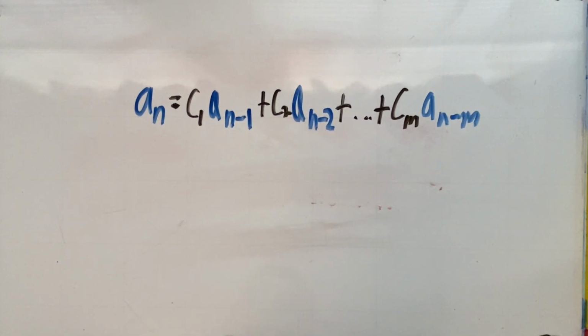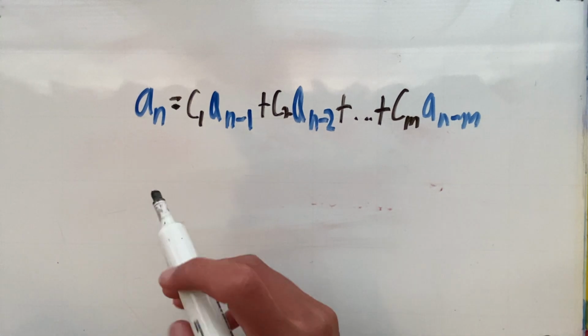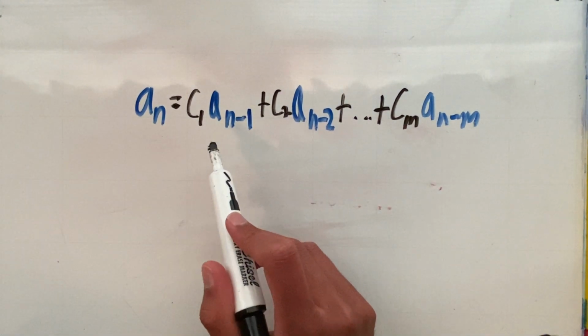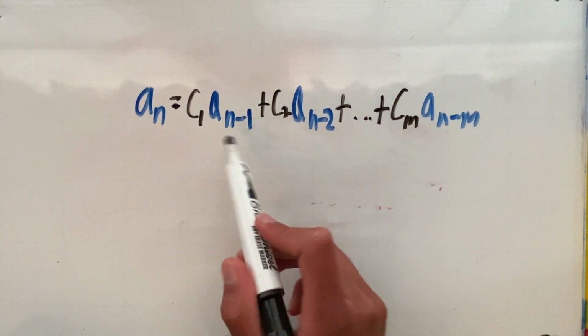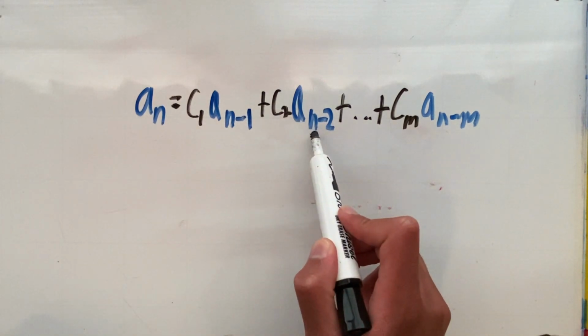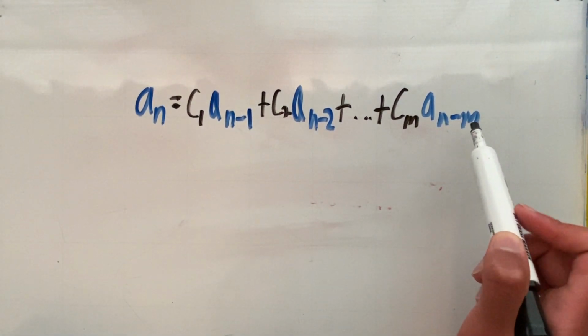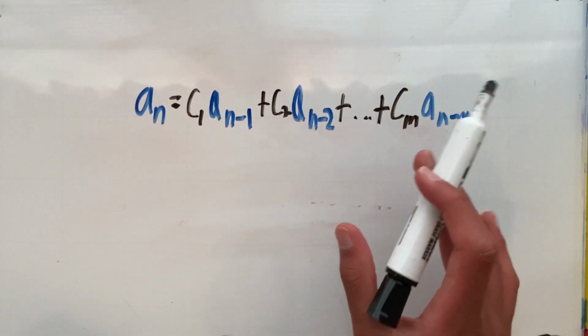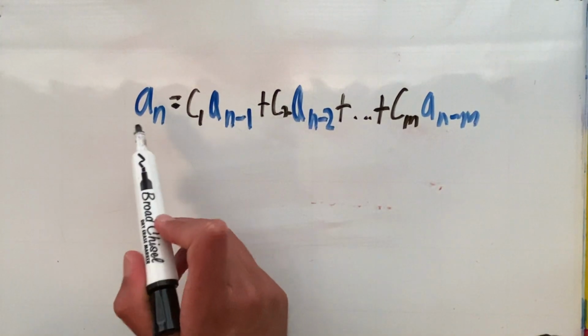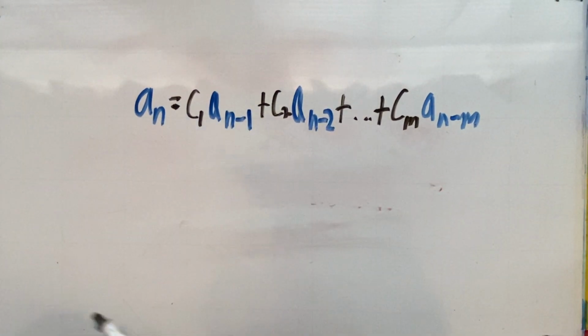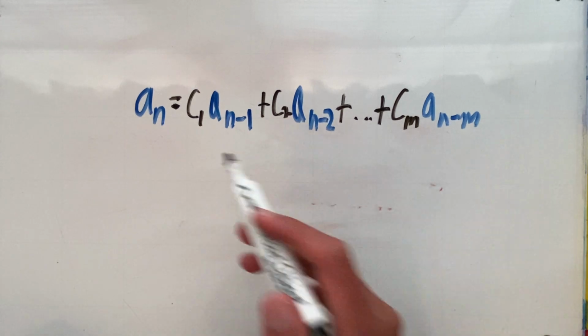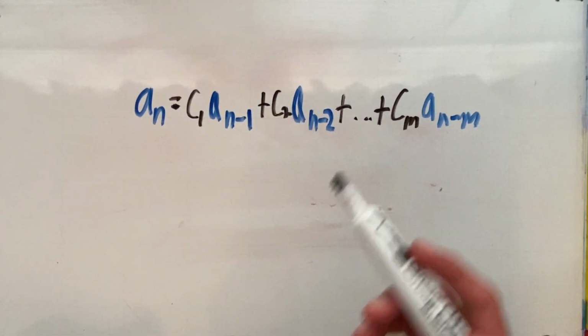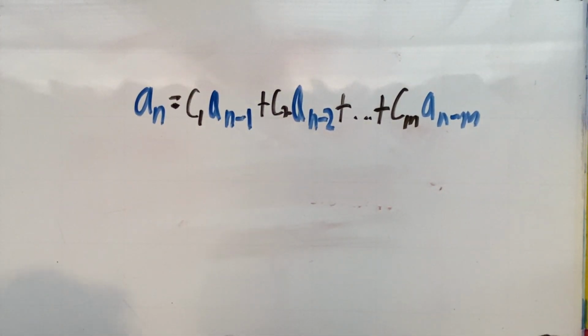So what is this saying? It's saying that given a number of terms in the sequence, which is a sub n minus 1, a sub n minus 2, all the way down to a sub n minus m, knowing all of those terms, it's possible to compute the next value in the sequence. So let me give an example. And by the way, c1, c2 through cm, those are all just constant numbers. So the best way to understand what's going on here is to give an example. And a famous example is the Fibonacci sequence.